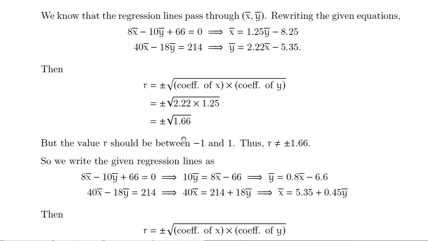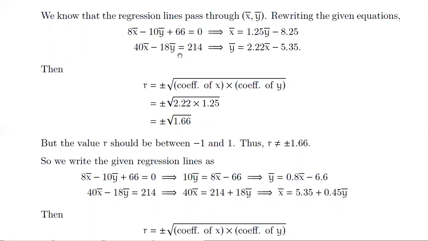Since we can't consider this value of r, what we have to do is, instead of taking these two equations as regression lines, we have to rewrite these equations in some other way so that we can get some other regression lines. So what we did earlier is we took this equation and using that we calculated the value of x bar. So instead of doing that, we take the same equation and using that we find the value of y bar. So when you do that, you get y bar equal to 0.8 x bar minus 6.6.